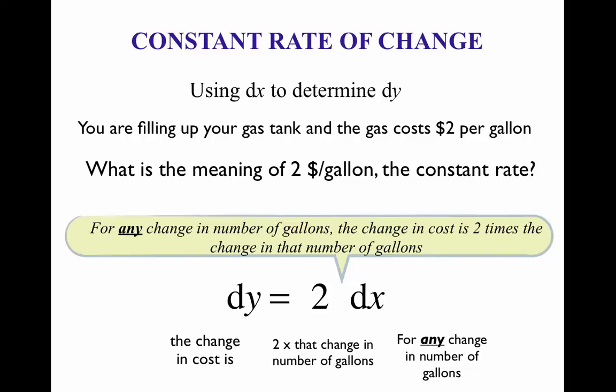So this statement and this equation is about understanding the meaning of the constant rate of change, that 2. This equation is how we make sense of the number $2 per gallon. That if you were to put any additional amount of gallons in your gas tank, your cost would go up 2 times that number of gallons. So we're making sense of the number 2 with the equation and with the statement. Anybody have a question?